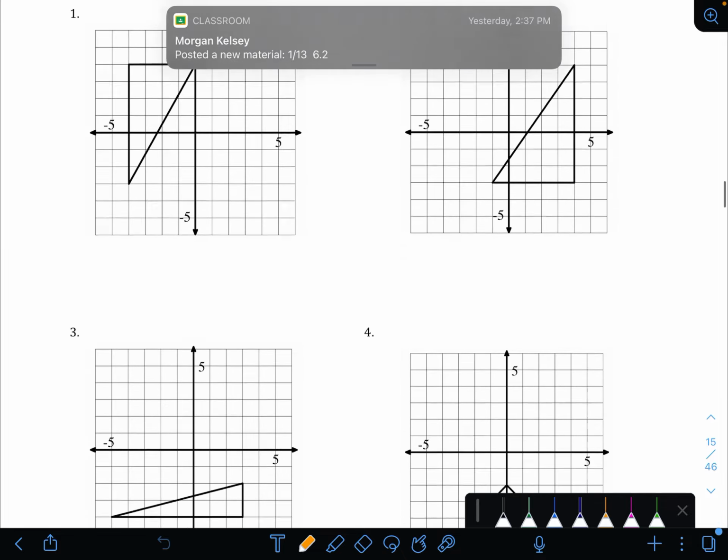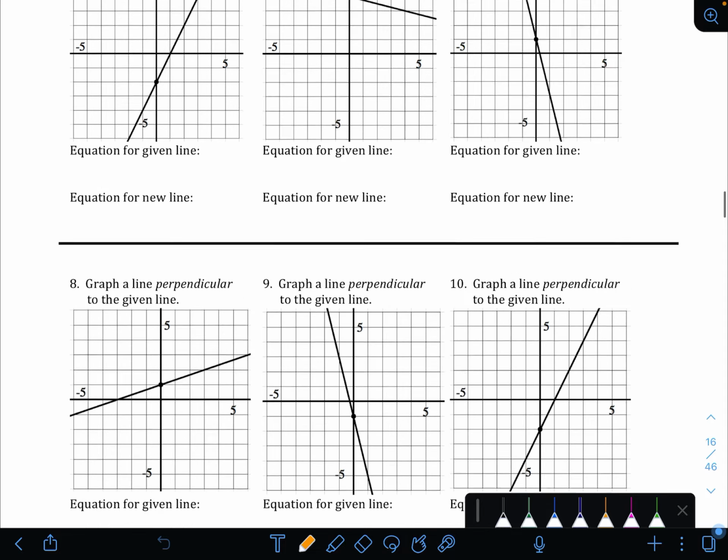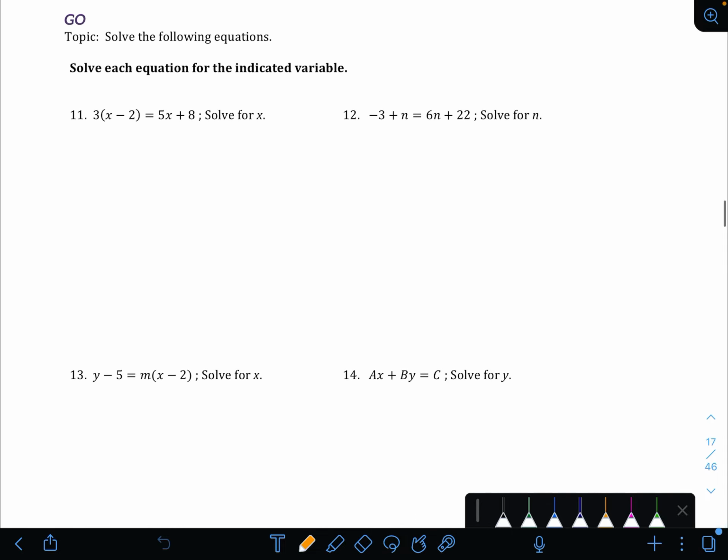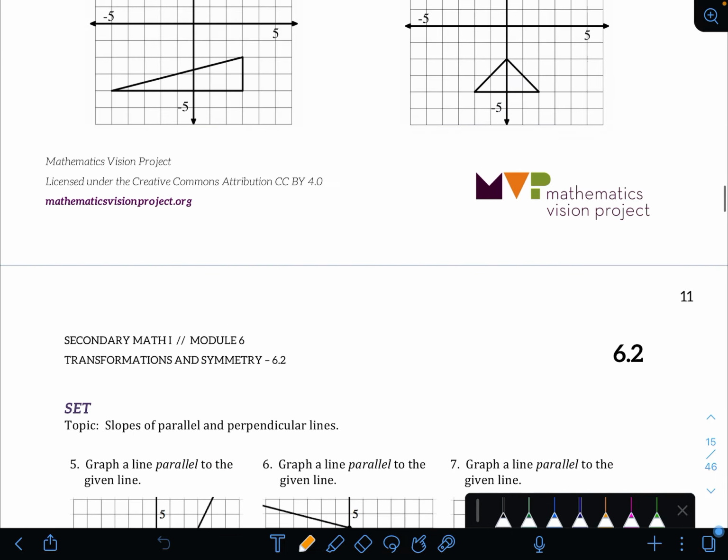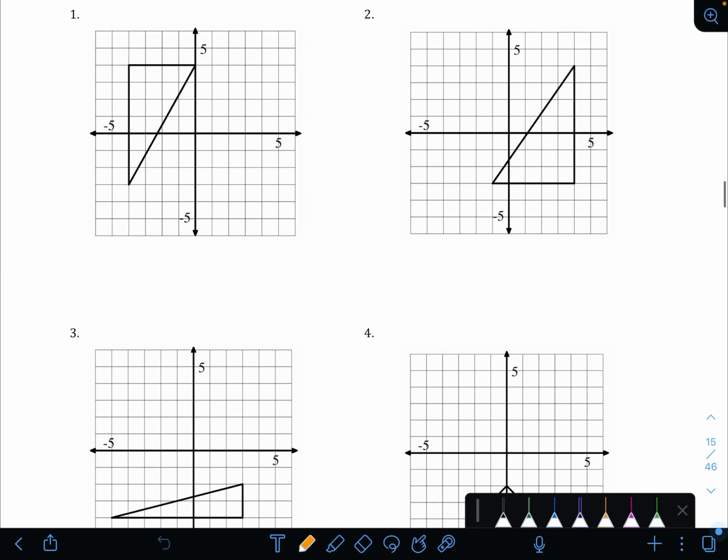Today we're going to be going through 6.2, the Ready, Set, and Go for 6.2. We're going to do the Ready first, then we'll do the Set, then we'll do the Go. For you guys, I do expect you to be able to do the first three problems in Ready. I'll work on the fourth one with you in just a second.